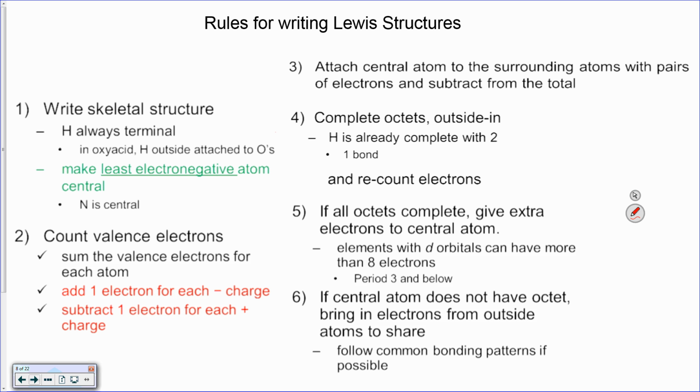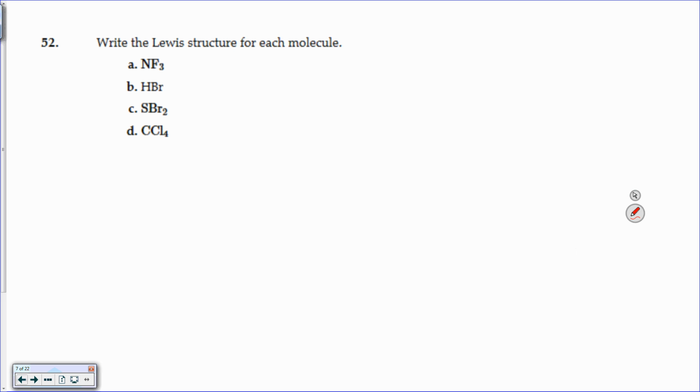Number 4 is complete all the octets, starting with the outside and working in, and then recount the number of electrons that you have. Number 5, if the octets are complete, give the extra electrons to the central atom. Number 6 was if the central atom doesn't have enough, you can share, collapse atoms down and make double bonds from things on the outside. All right, the only way you learn these things is by doing them. So let's look at a couple.